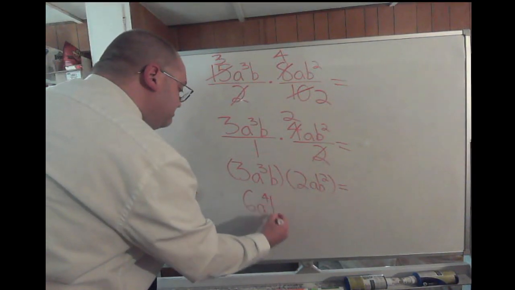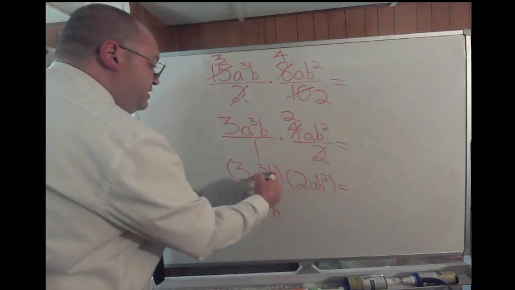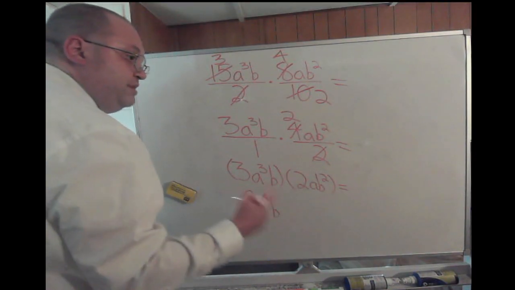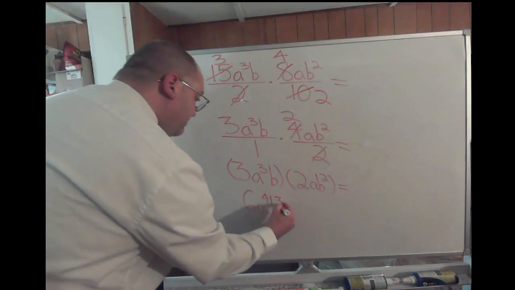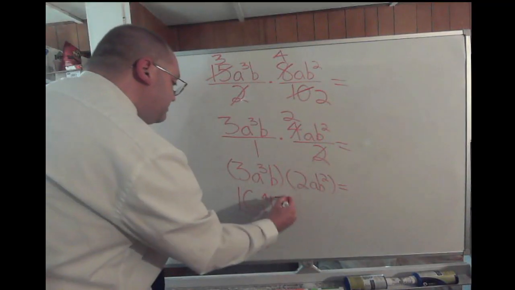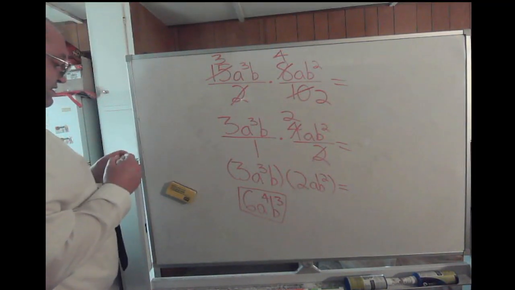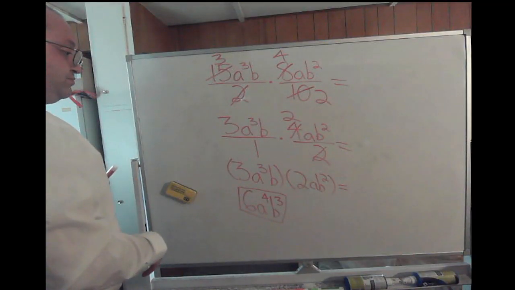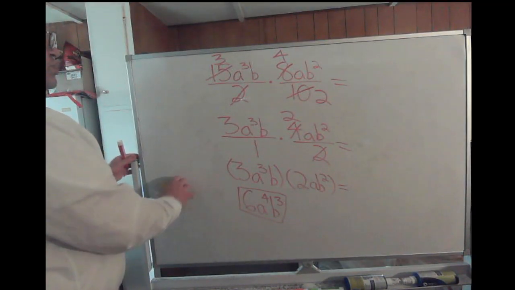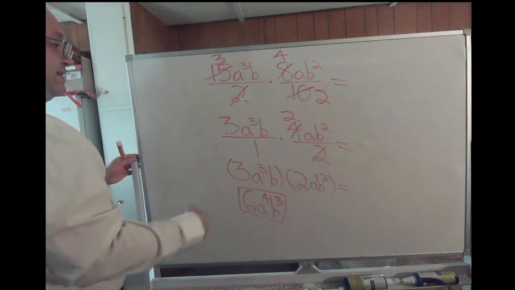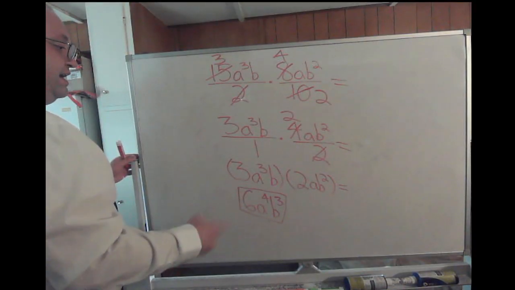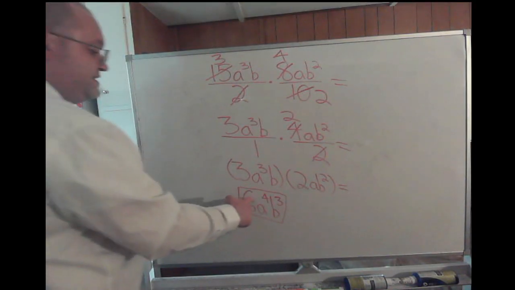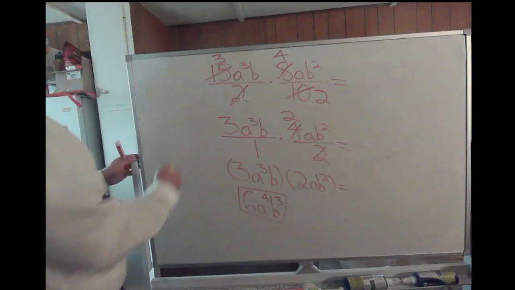Then you have base b. You have b to the first times b to the second. B to the 1 plus 2 is b to the third. So the answer you should get for this is 6a to the fourth b to the third. That's exactly what you would get. Once you've done the cross-canceling and the multiplying and adding the sum of your powers, you get 6a to the fourth b to the third.